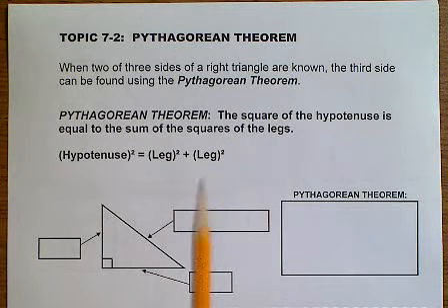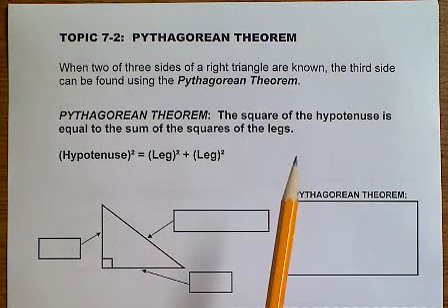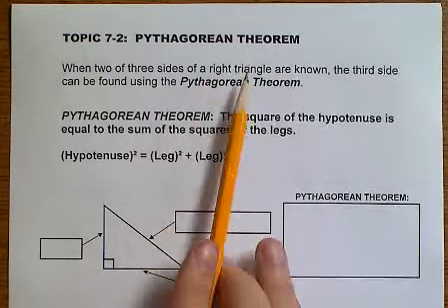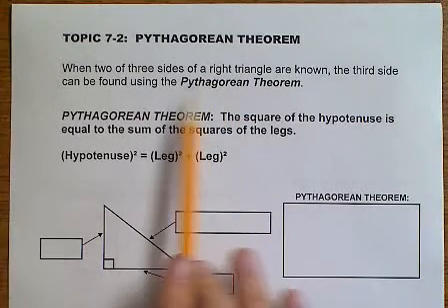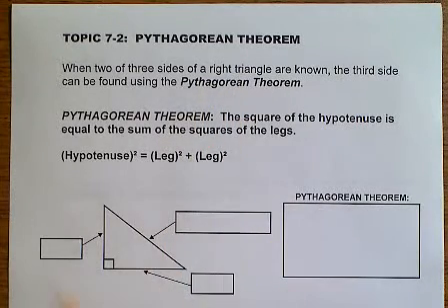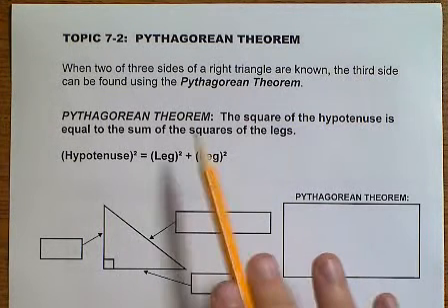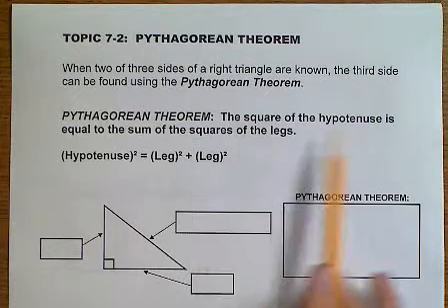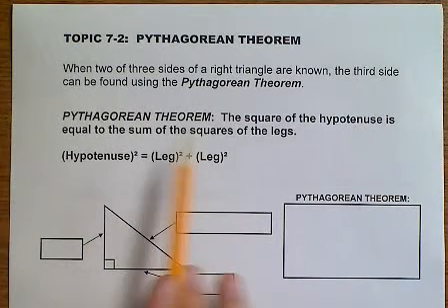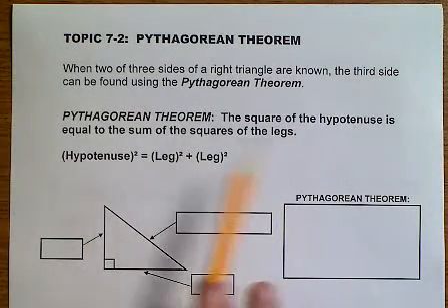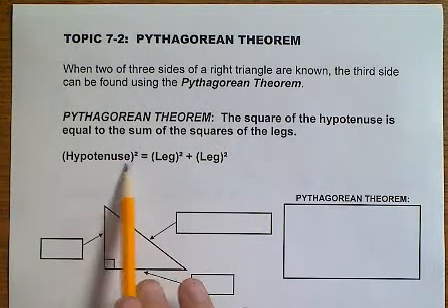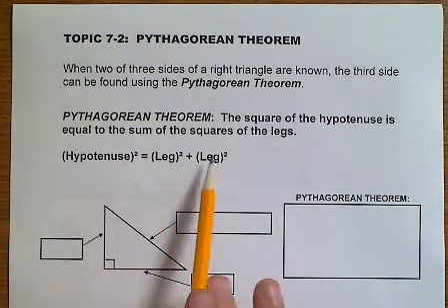When two of the three sides of a right triangle are known, the third side can be found using the Pythagorean Theorem. You've been doing this for several years. This is not anything new. Now the Pythagorean Theorem says that the square of the hypotenuse is equal to the sum of the squares of the legs. Hypotenuse squared equals leg squared plus leg squared.